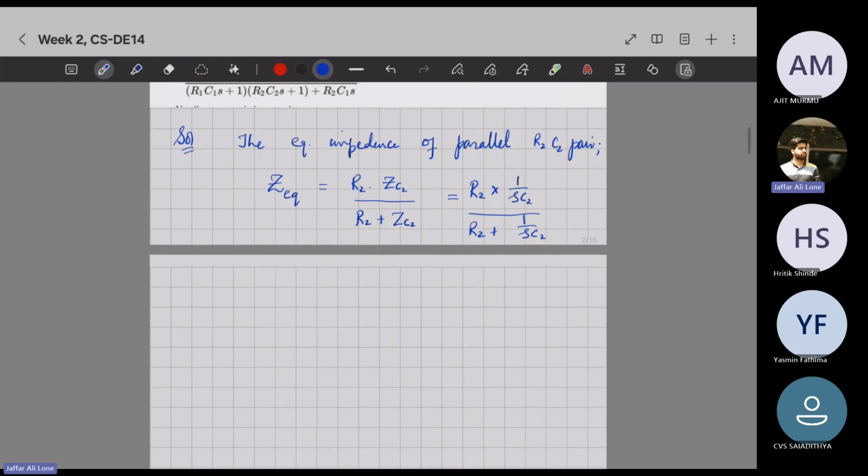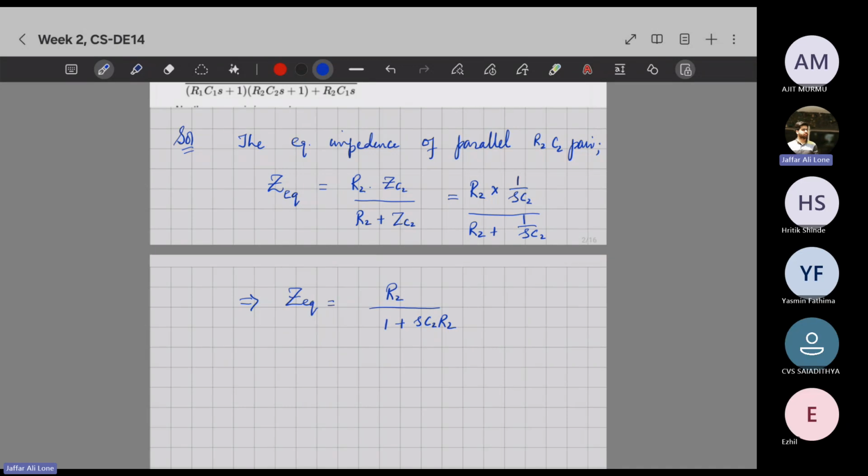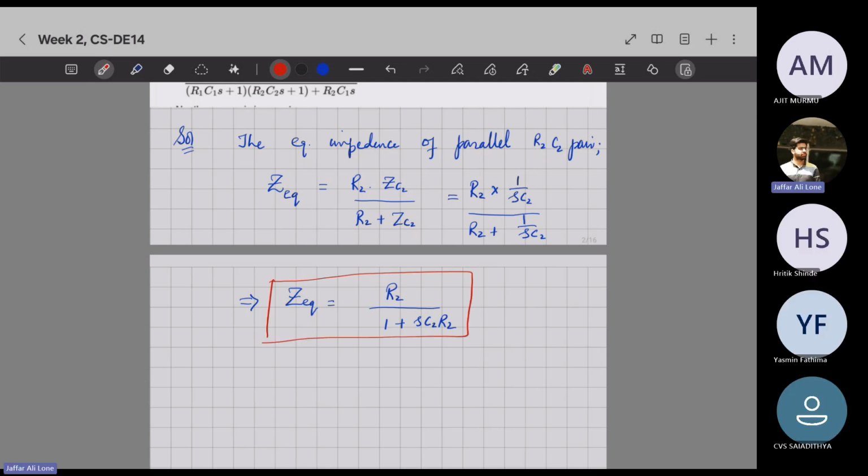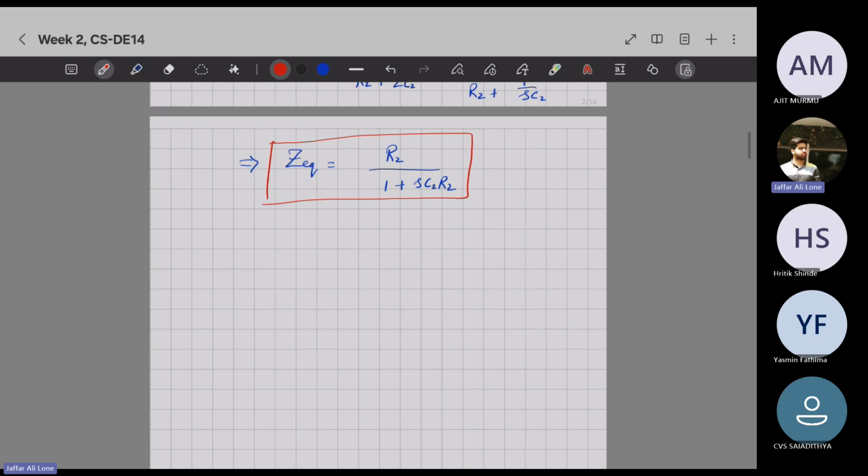If you simplify it, we'll get Z equivalent as R2 divided by 1 plus SC2 R2. I did nothing, just did cross multiplication here, and then you can see SC2 and SC2 will vanish, and we'll get this as Z equivalent. So this is our Z equivalent. It's the equivalent impedance of the parallel pair of R2 and C2.